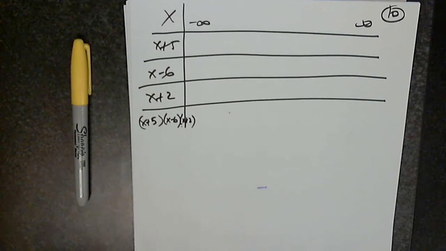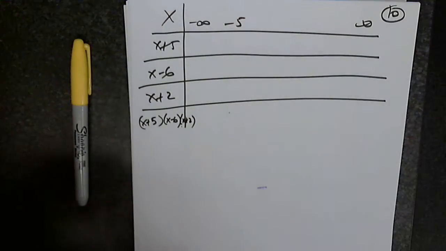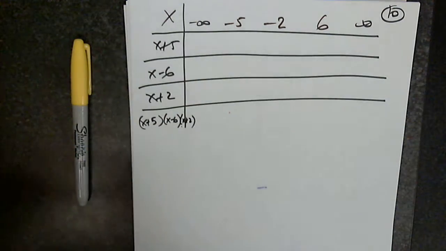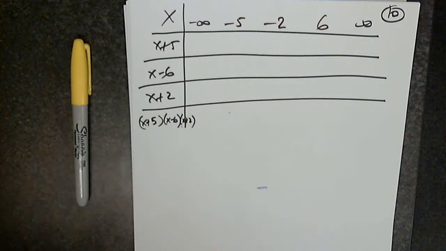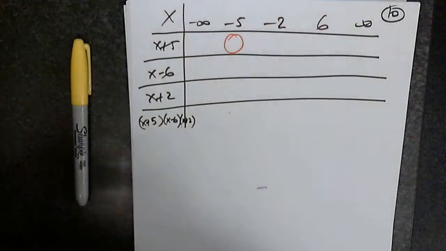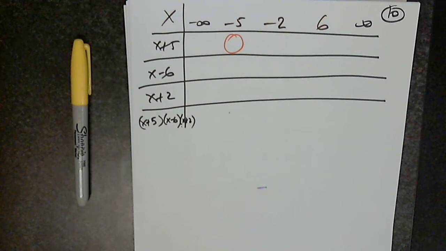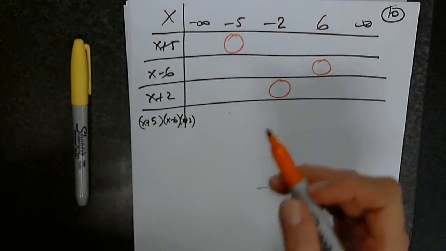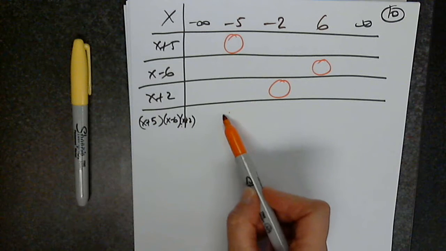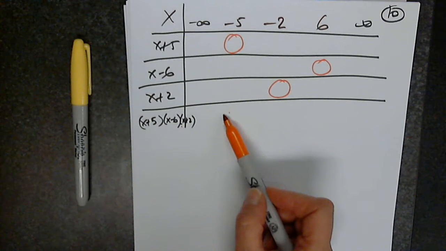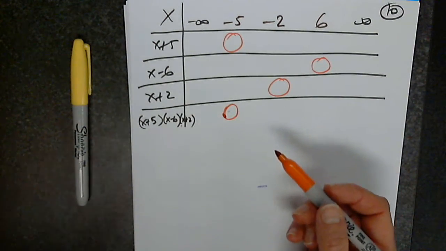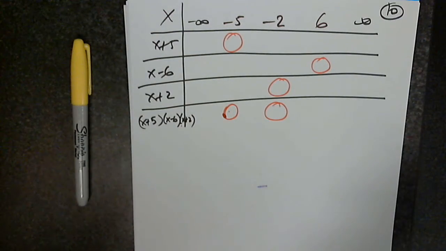Negative 5 is good. It's the first one from left to right. Next one. Very good. And the last one? Excellent. So x plus 5 has to have a 0 somewhere. Under? Correct. X minus 6 must have a 0 somewhere. Very good. And then x plus 2 has to have a 0 under? Good. What happens to the product when x is negative 5? Perfect. What happens to the product when x is negative 2? What happens to the product when x is 6?